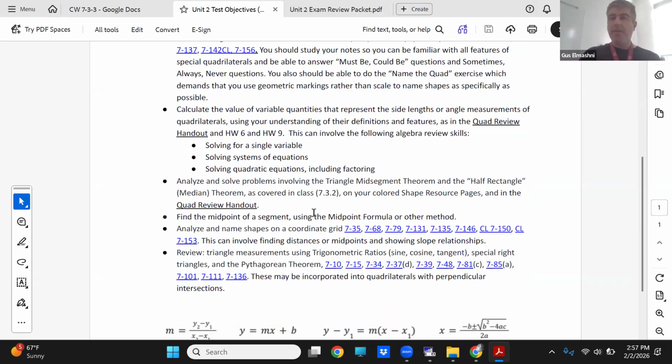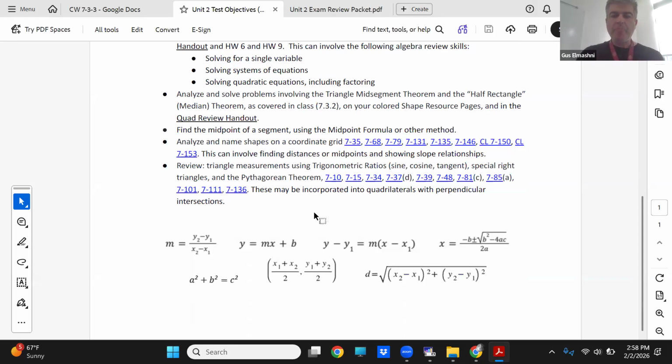We just talked about the median, right? We just did that. Triangle mid-segment, we talked about that last week or two weeks ago, I can't remember when. Midpoint, we talked about analyzing shapes. We talked about using distances and midpoints or slope relationships. And just in general, knowing trig ratios, things like that, the Pythagorean theorem, applying those for the things we've done.